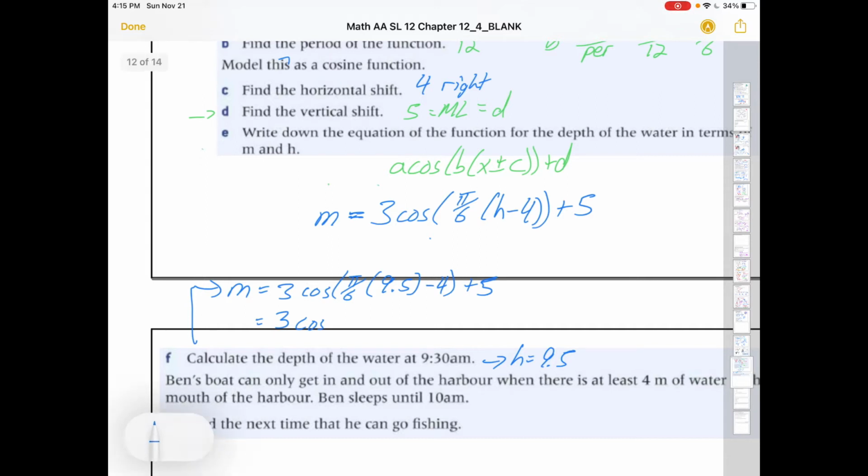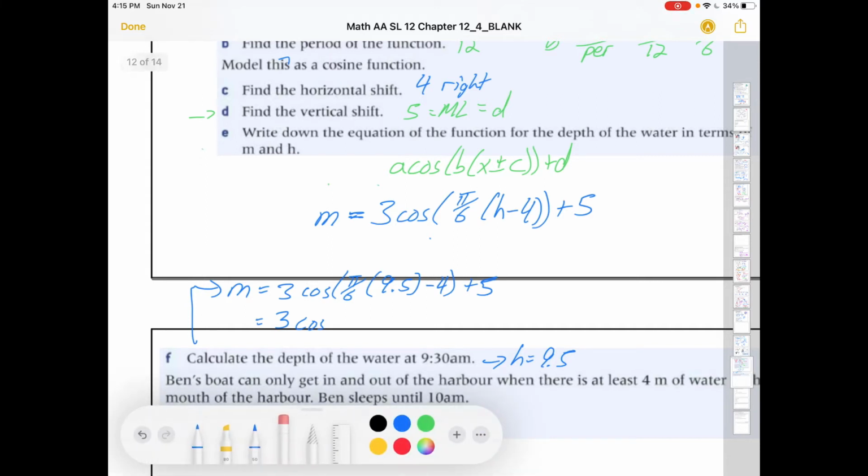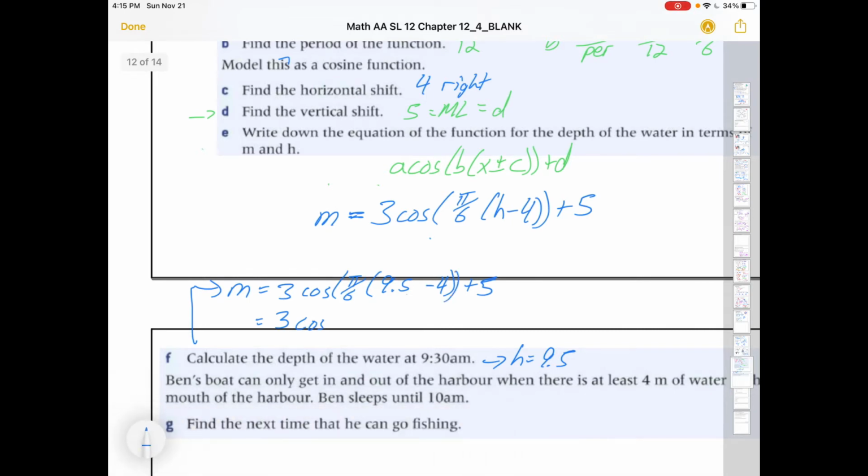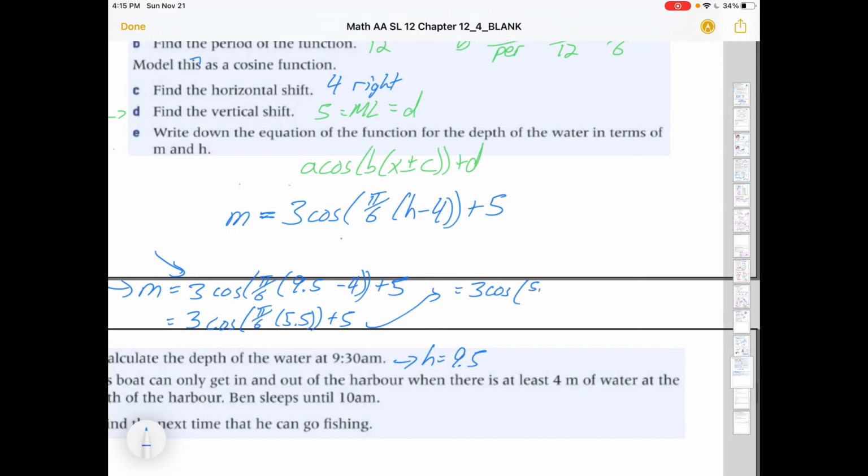I think I have too many brackets here. I wanted to close this bracket over here. There we go. And I can work through this stuff. Pi over 6, 9.5 minus 4 is 5.5. If you're careful, you can put it in your calculator exactly how it is here. If you're feeling a little paranoid about it, then maybe you'll do some simplification yourself. So this is 5.5 pi over 6 plus 5.